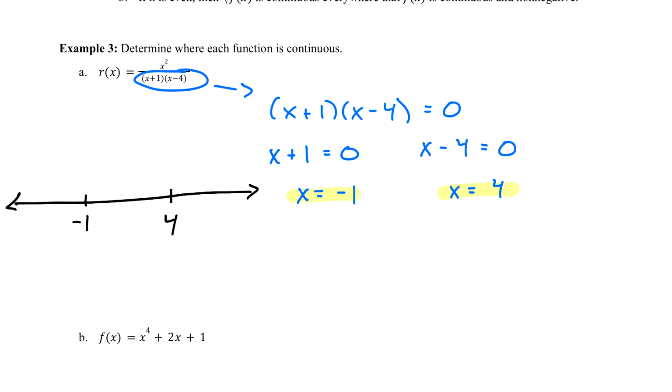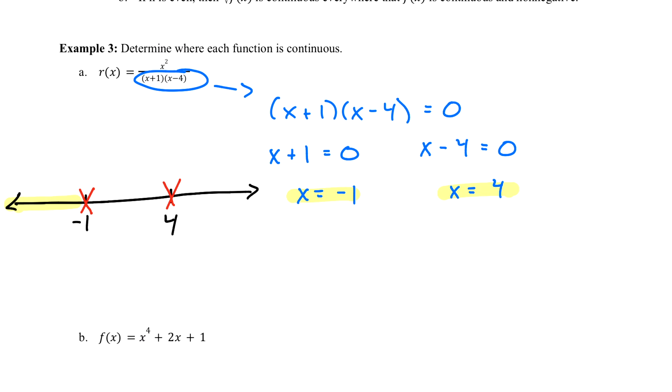Those are the two numbers we're worried about. So we're saying it's continuous everywhere except for these two values. So essentially I'm going to have three different intervals. I've kind of taken my number line and broken it up into three different spots. I've got this part right here to the left of negative 1. Let's just start with that.